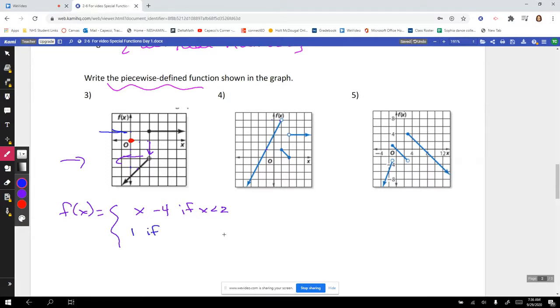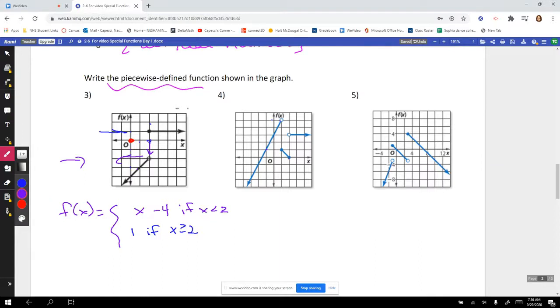Now again, if we start at the origin, we went over 2 spots. So again, we're starting at 2 and we have a closed circle. So x is greater than or equal to 2. So that is our piecewise function defined. All right, let's look at one more like that.